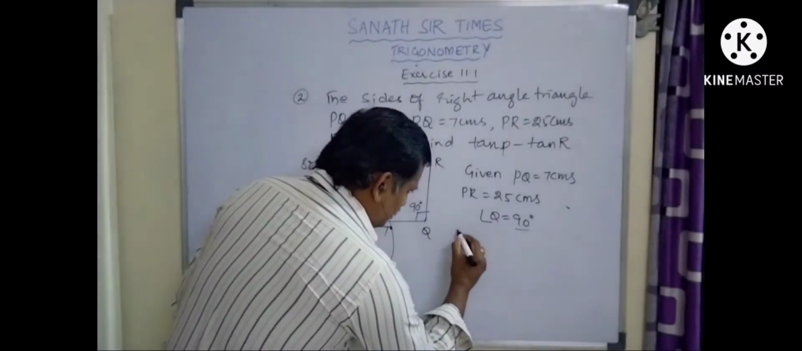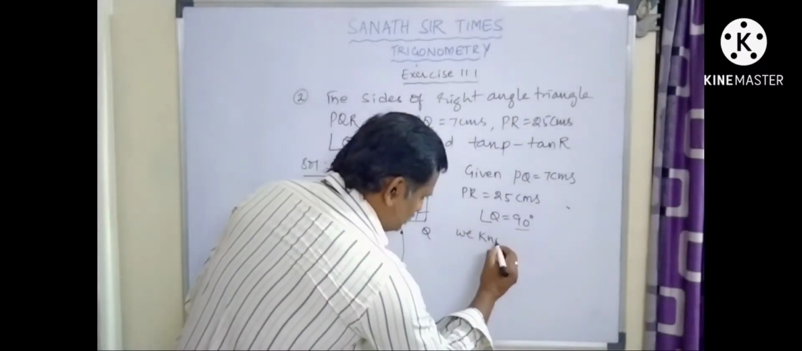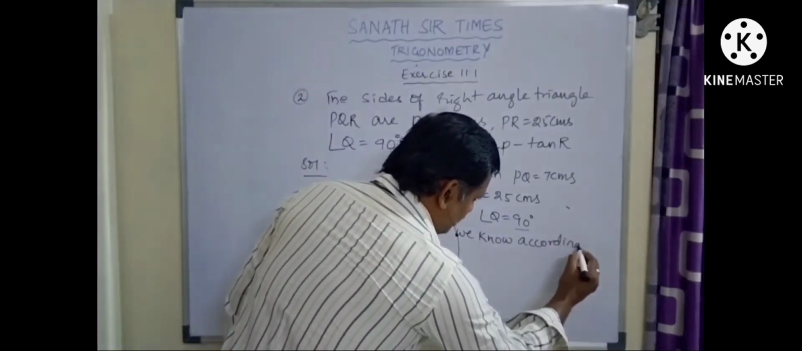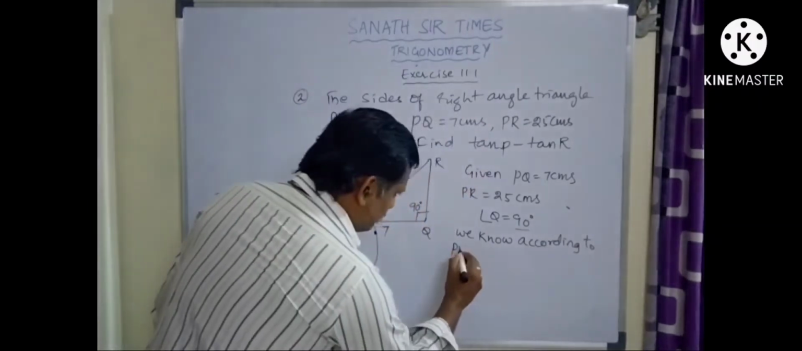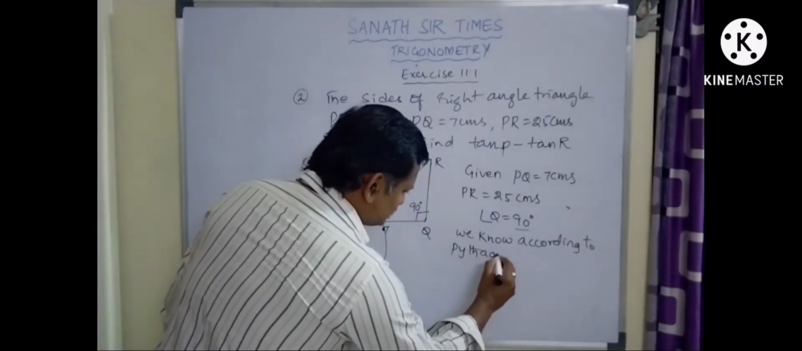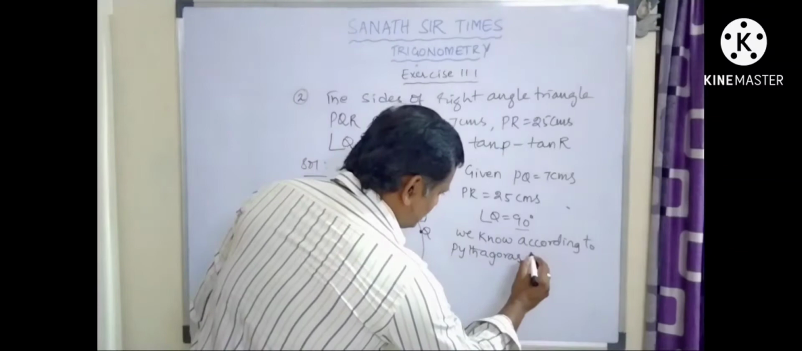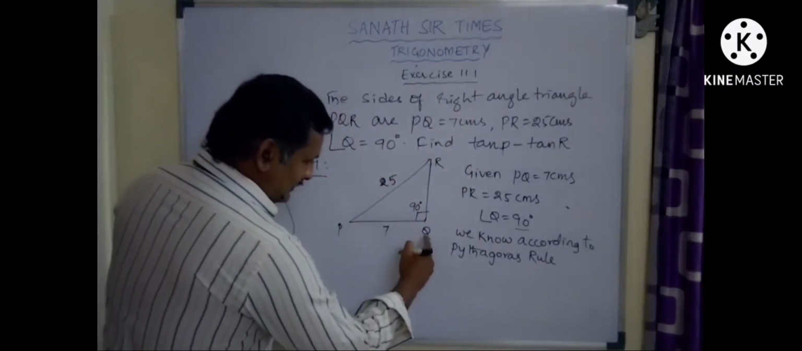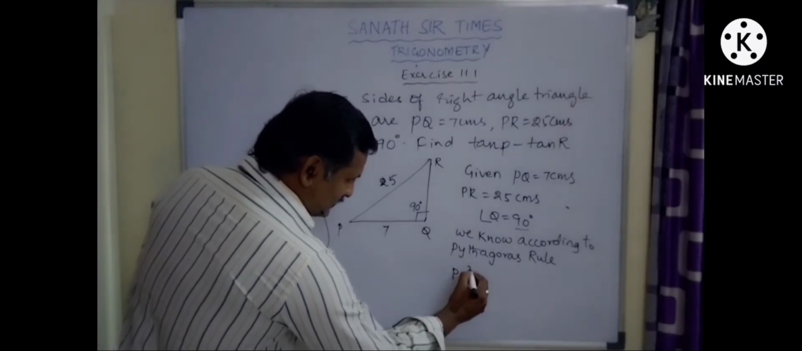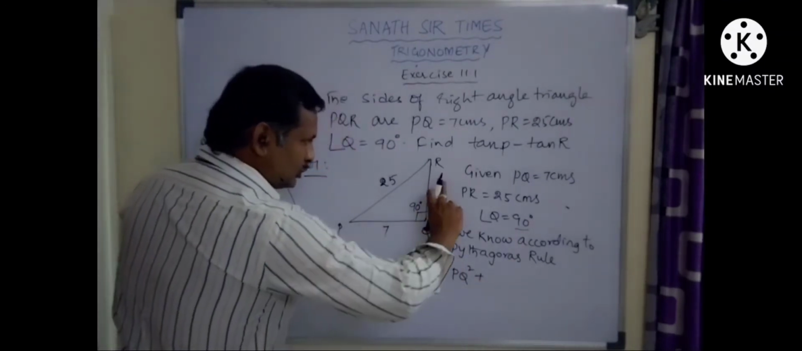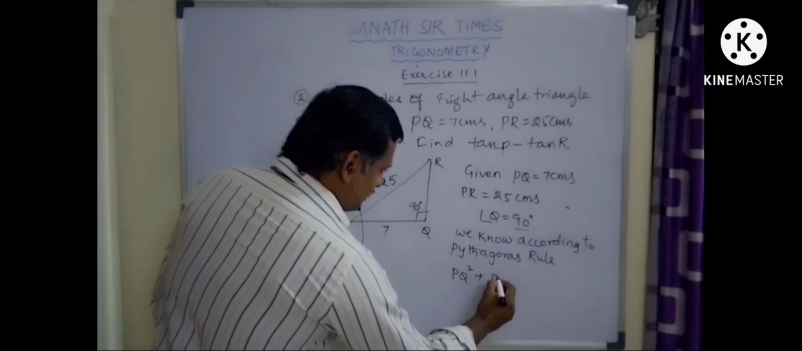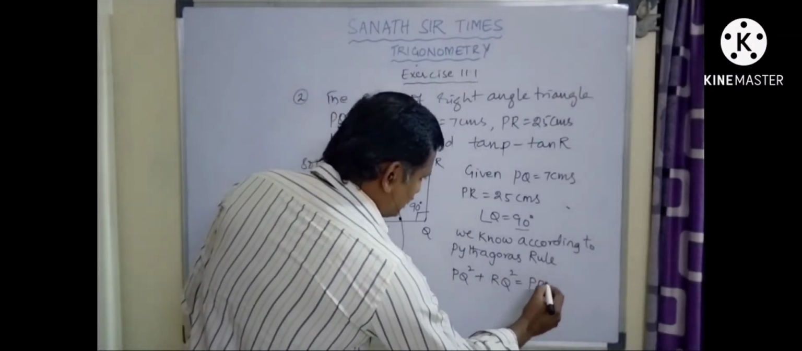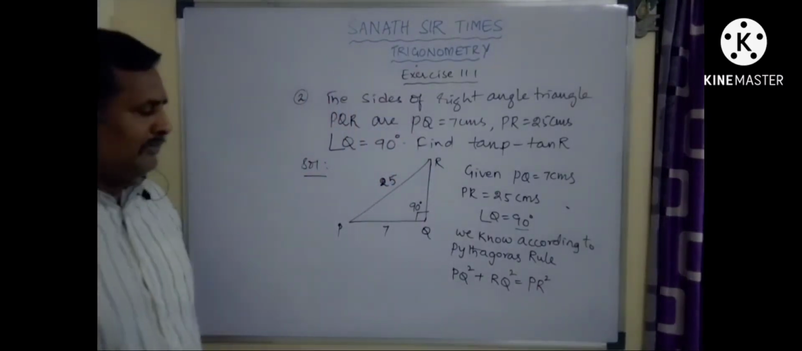So we know, according to Pythagoras rule, the sum of the squares of the two sides is equal to what? Square of the hypotenuse. This is what we know.